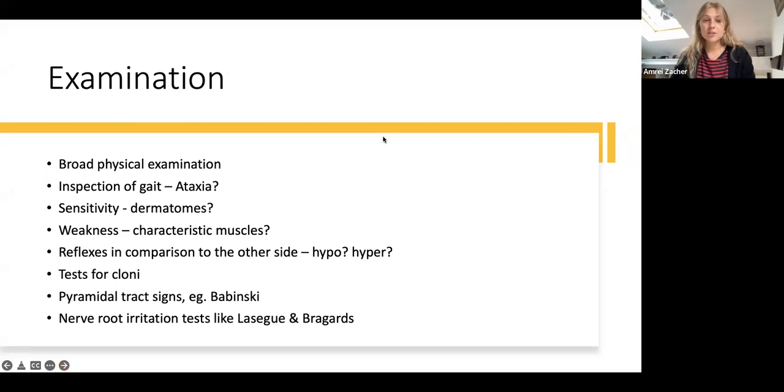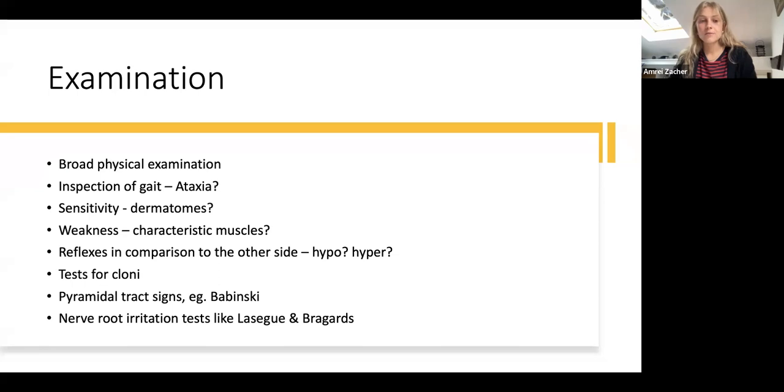Going to examination, you would of course do a general broad physical examination. You would also look at your patient very closely to see if maybe there's atrophy in some muscles, which might be a sign for the weakness. You would let your patient walk for you, where you can see ataxia, as I tried to demonstrate for you. You would also test for sensitivity and have a look at whether, if there's sensitivity loss, it's strictly to the dermatomes. You would test your patient for weakness and see if there's weakness in the characteristic muscles.